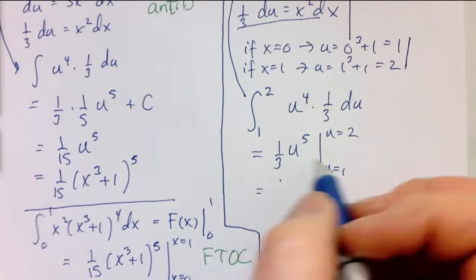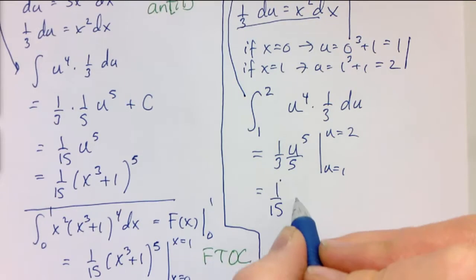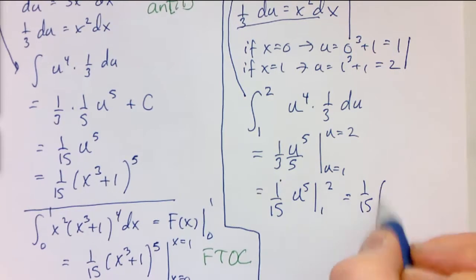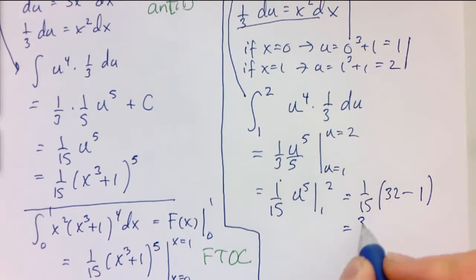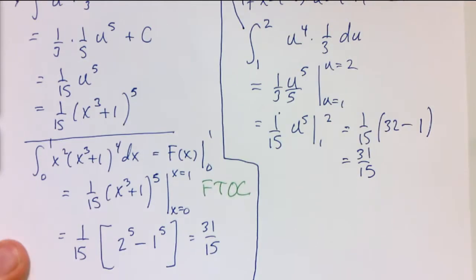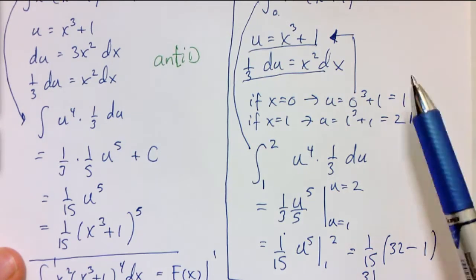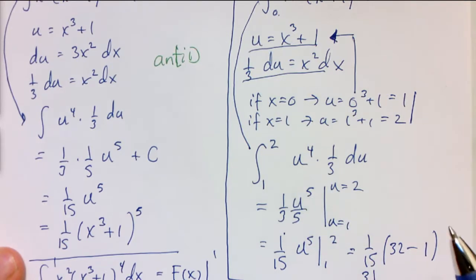Oops, and I forgot the u to the 5th over 5. My bad. So I get 1/15 u to the 5th from 1 to 2, or 1/15 times 2 to the 5th, which is 32, minus 1 to the 5th, is 31/15. This way is a little more compact than the other way. And also over the long run, as you do more and more problems, you'll find that keeping track of the substitution and changing the limits on the variables like this is really the way to go.